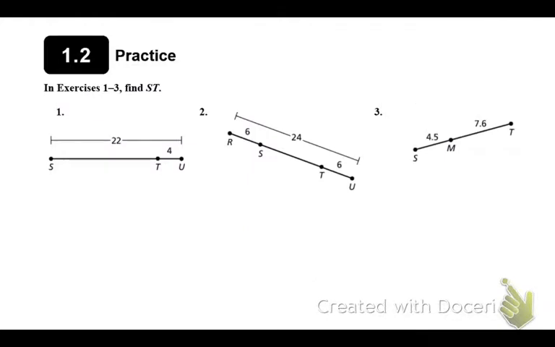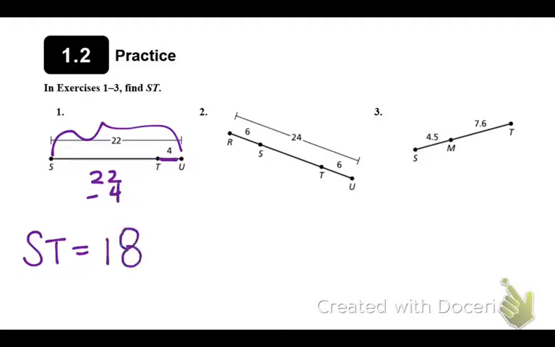In exercises 1 through 3, find the length of ST. I know the full length of the line is 22, and this piece is 4. How do I find the length of ST? Well, 4 from 22, but yes. 22 minus 4 is 18. So the length of ST is 18. That's what your answer should look like. The length of ST equals 18.